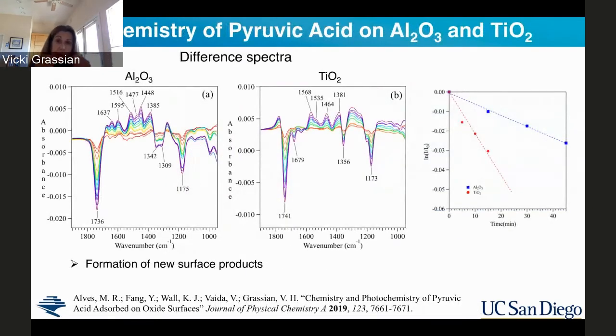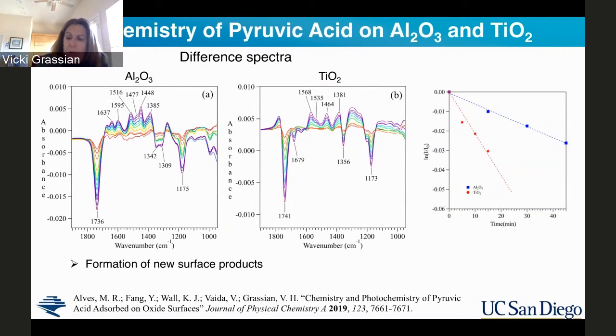What we did then was we looked at, can we get even more chemistry going? Here we look at the photochemistry of pyruvic acid on aluminum oxide and titanium dioxide. Again, we're looking at difference spectra, but now we start to see even more products forming. Those are the positive bands. I won't go through the detailed analysis of these. It's actually complicated. We see that we get chemistry going on. We're looking at the first order decay of the pyruvic acid, or that 1736 wave number peak, 1741 in TiO2, of pyruvate as a function of time. Again, we see these other bands growing in, so we have these new products.